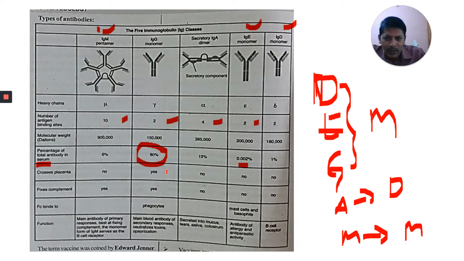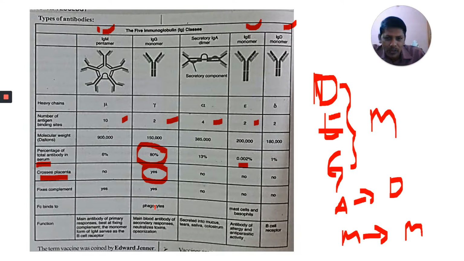Next one, which can cross the placenta? You learnt this in erythroblastosis fetalis. When the baby is Rh positive and the mother is negative, antibodies IgG are formed, which can pass. Yes, they can cross the placenta. Which one can cross? G. Next one, fixes complement: yes, yes, no, no, no.